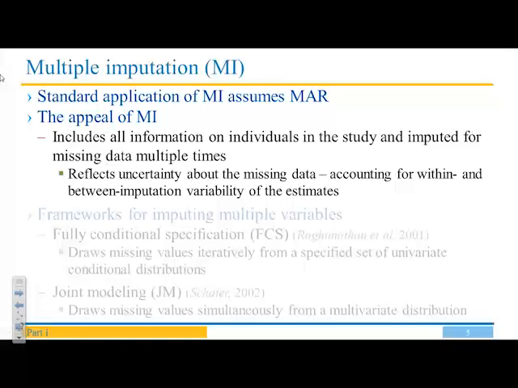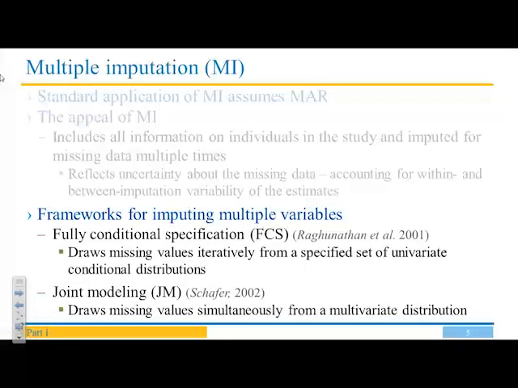quantity of interest. So now we know how multiple imputation works, and there are two broad frameworks that we can use to impute missing data. The first framework is known as fully conditional specification, or FCS, in which the missing data are drawn iteratively from a set of univariate conditional distributions, one for each incomplete variable. In the second framework, which is joint modeling, missing data are drawn simultaneously from a multivariate distribution for all incomplete variables. So I'm going to talk about these two more in the second part of my presentation.